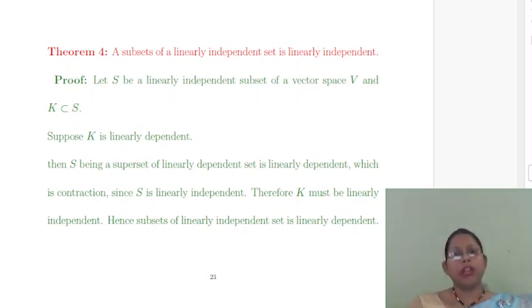Next theorem: a subset of a linearly independent set is linearly independent. Let S be a linearly independent subset of a vector space V and K a subset of S. Suppose K is not linearly independent, that is, K is linearly dependent. Then S, being the superset of K, must be linearly dependent, which contradicts the fact that S is linearly independent. Therefore K must be linearly independent, and a subset of a linearly independent set is linearly independent.